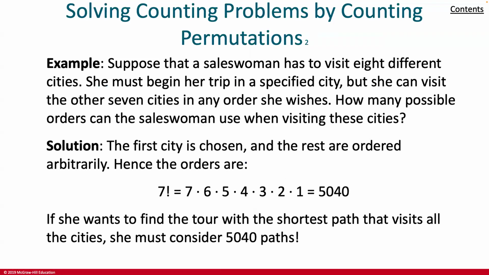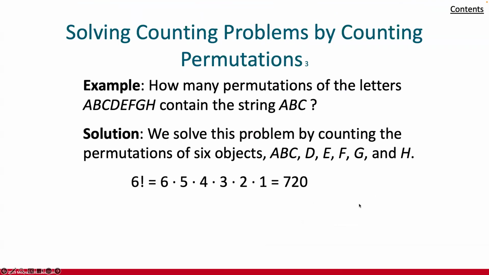Okay, solving counting problems by counting permutations. I'll just mention the example. Suppose that a saleswoman has to visit 8 different cities. She might begin her trip in a specific city, but she can visit the other 7 cities in any order she wishes. How many possible orders can the salesperson use to visit these cities? You can see that it can actually be a fairly large number. Just like when we were looking at other examples, like possible password counts, there are all kinds of different ways that could come out.